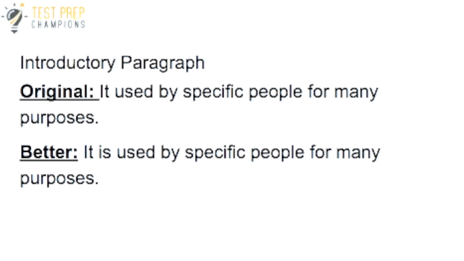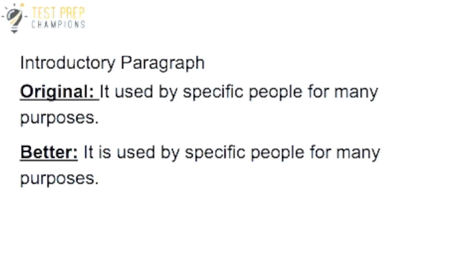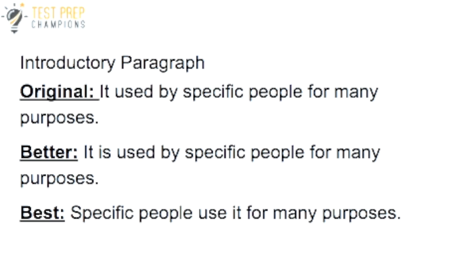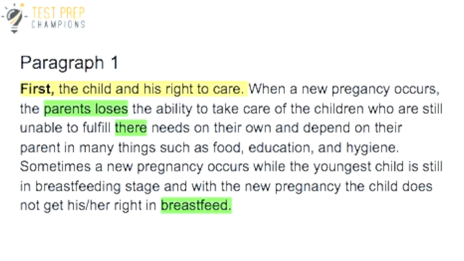But now the other issue with this is that we have a passive voice issue. So what we want to do is rewrite the sentence again and put it into the active voice. Now how do we do that? Well, we just ask who or what is taking the action. So in this case, who is using it? We know that it's the people. So here's the best way to revise that: "Specific people use it for many purposes." So we keep moving now.